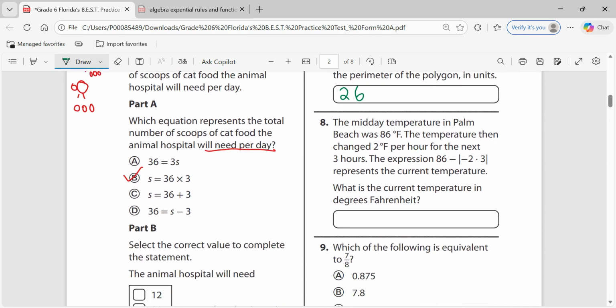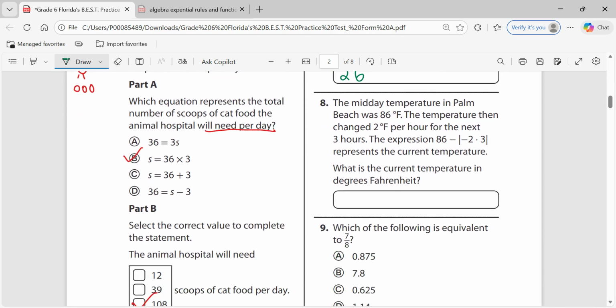All right, these last two should be quick. Number 8, we have 8 minus the absolute value of negative 2 times 3. So remember, when you have absolute value, you have to find out what's on the inside first. So that's 8 minus the absolute value of negative 2 times negative 3, which is negative 6. The absolute value of any number is always positive. So that's 8 minus 6.